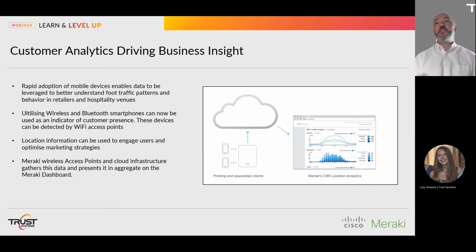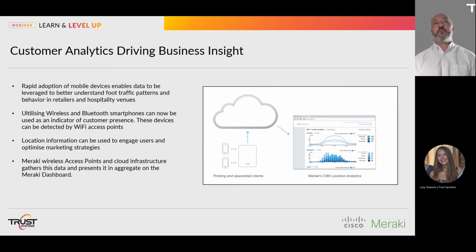Okay, well, starting to look at the Meraki Insights themselves, and again, just looking at some of the business justifications behind that. Clearly, we've seen a rapid adoption of mobile devices from a customer perspective, but equally from an internal point of view as well. And this is helping us deliver and gain insight through footfall, traffic patterns, and behaviours from customers within a retail and hospitality venue.